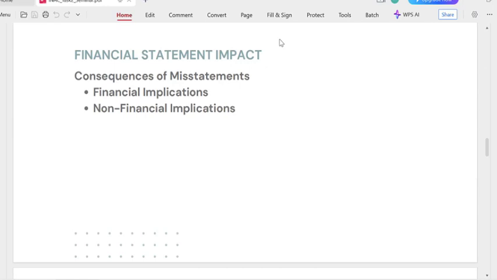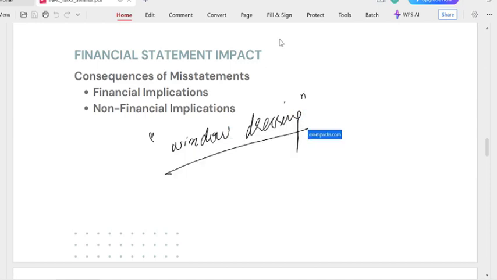Non-financial implication is like if you know that a company is involved in window dressing, as we call it. Let me write it down. This is a good term, and you need to know about it. Window dressing is a term in which accountants tend to show their financial assets as more than they actually are.